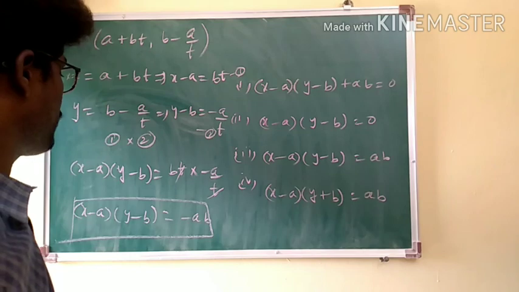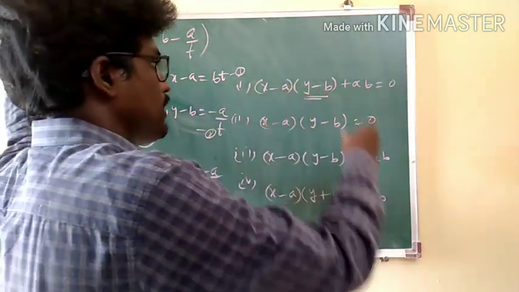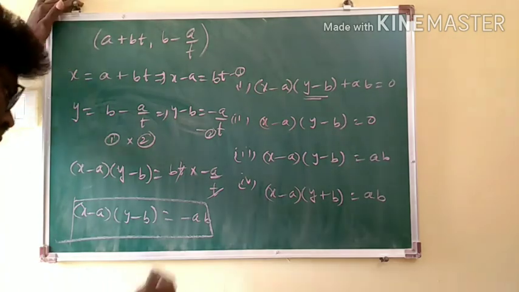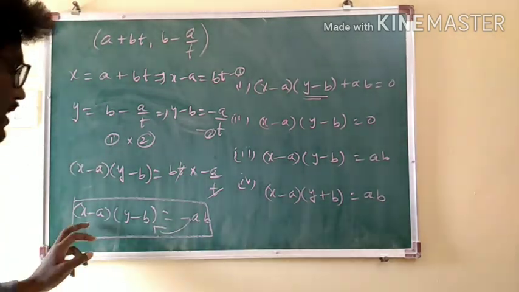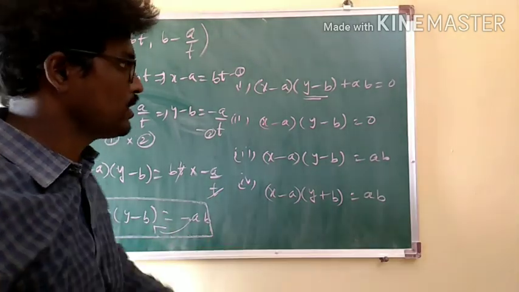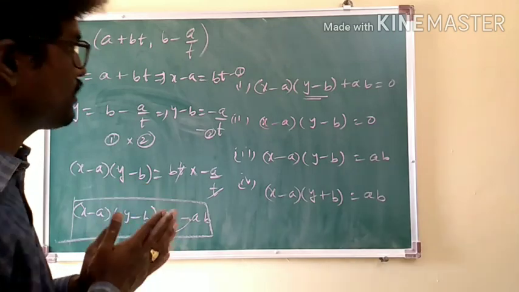So what is the correct option? Very good, first option. Because here we have (x minus a)(y minus b) plus ab equal to 0. Same. I'm transposing the left hand side, and I get (x minus a)(y minus b) plus ab equal to 0. What is there in the problem? Nothing. Just logical thinking.